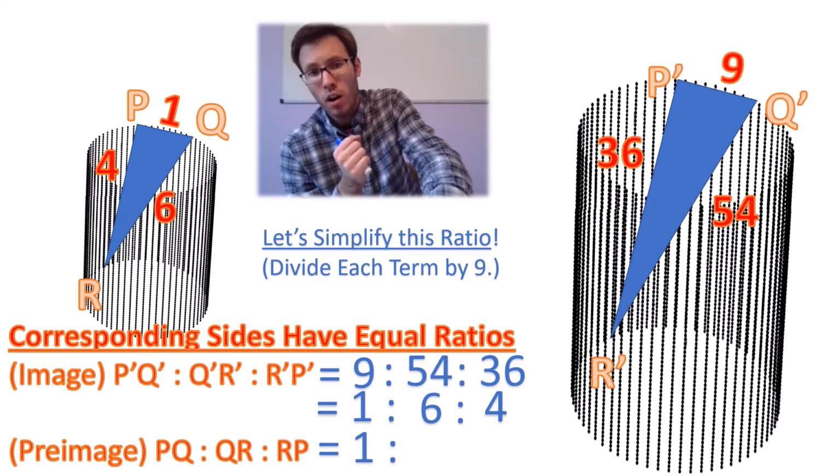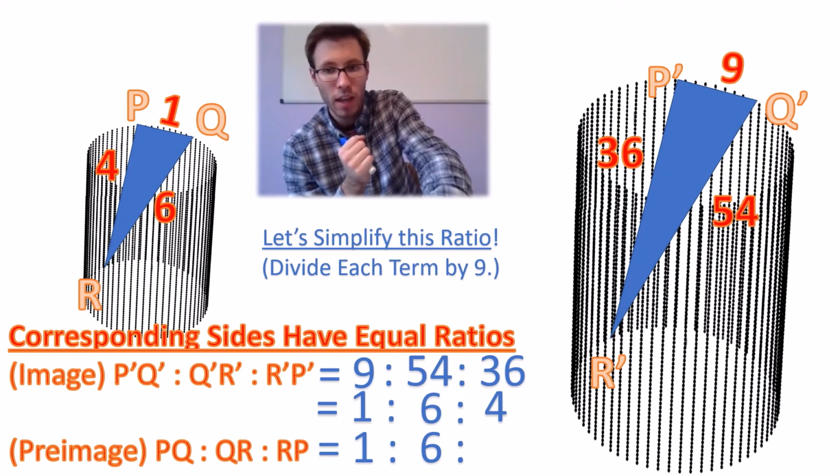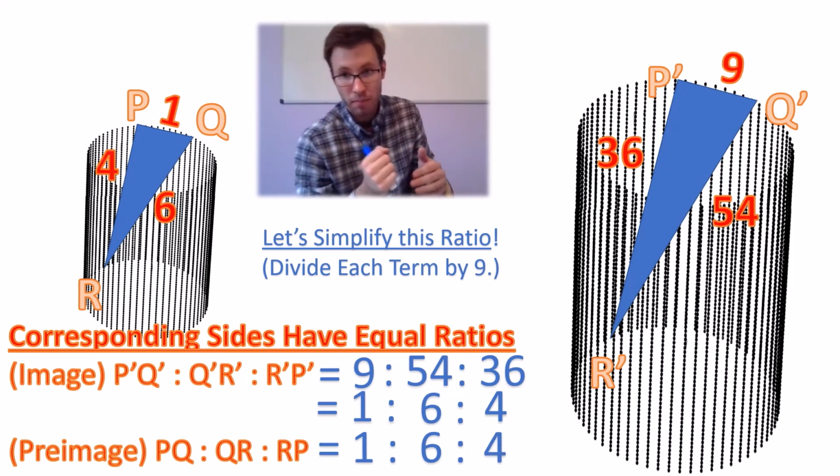The distance from Q to R is 6. So I'm going to put that value right there. I'm getting that value from right here. So 6 is coming from there. And then last but not least, the distance from R to P, that value is 4. I'm getting that value from there.